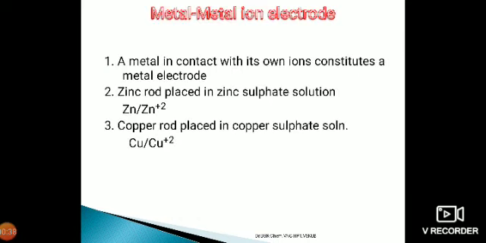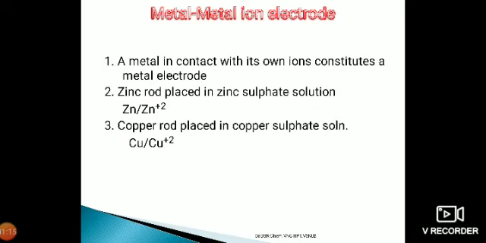First one, metal ion electrode. These are the simplest type of electrodes in which the electrode materials take part in the reaction. In them, a metal electrode dips into a solution containing ions of the metal. An example of these metal ion electrodes is zinc placed in zinc sulfate, represented as Zn bar Zn2+, or a copper electrode represented as Cu bar Cu2+, or a silver electrode represented as Ag bar Ag+.